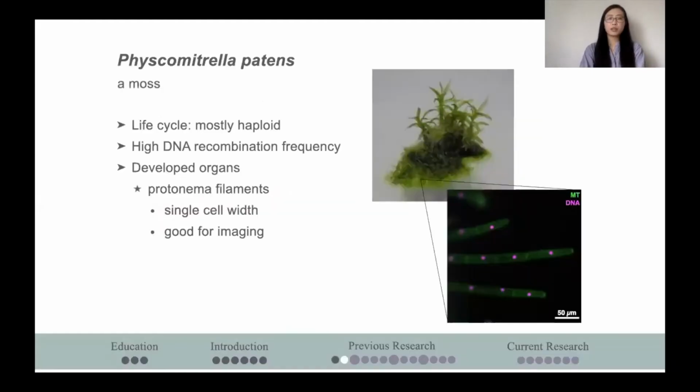in plants. The model organism that I used was actually Physcomitrella patens. It's a kind of moss, and here it is, it's very cute. Why I used it is because it's mostly haploid, and it has high DNA recombination frequency. This means it's very easy to make mutants for this plant. And also it has developed organ systems. For example, in this research, I use protonema filaments, which is in the picture below. You can see here they're only single cell width, so they're very, very nice to image, and you can have beautiful mitosis imaging. Yeah, so that's the model that I used.